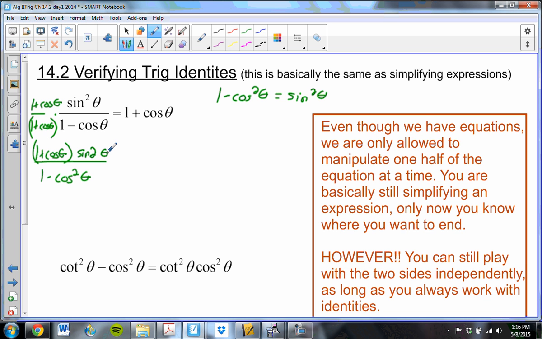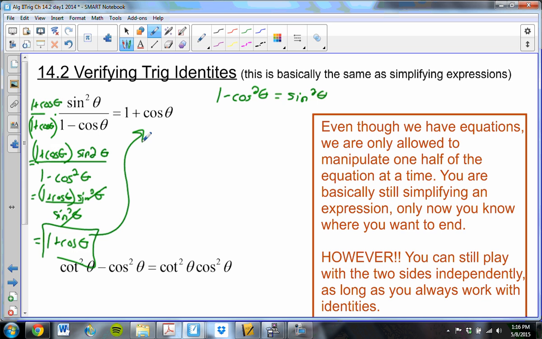Well, 1 minus cosine squared, I know on the bottom, is actually just sine squared. So I have 1 plus cosine theta times sine squared theta over sine squared theta. These now cancel, and I get 1 plus the cosine of theta. This is the same as this, so I've done it correctly. That's one option for how to handle that.